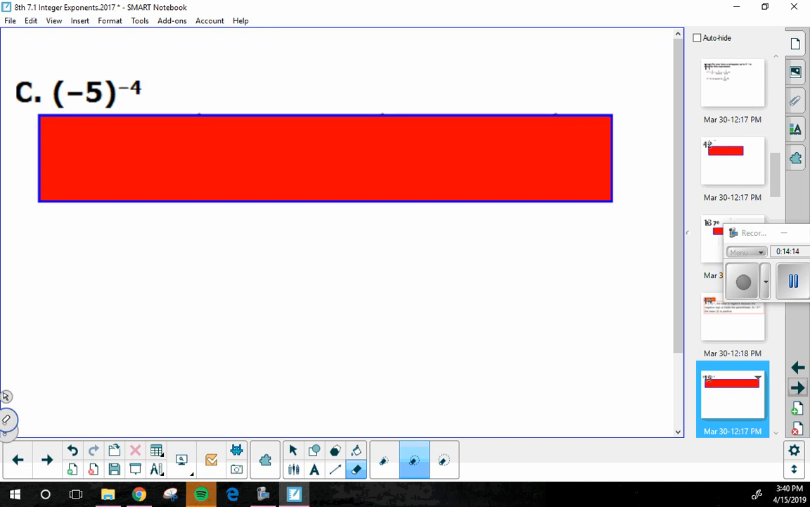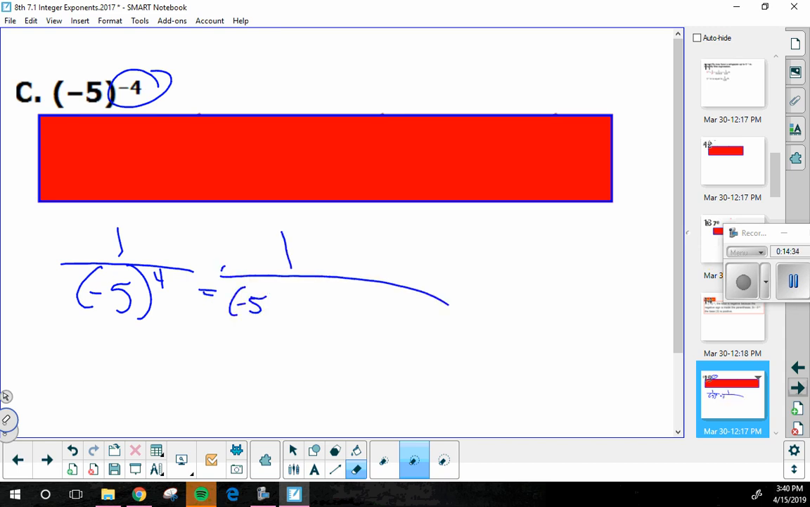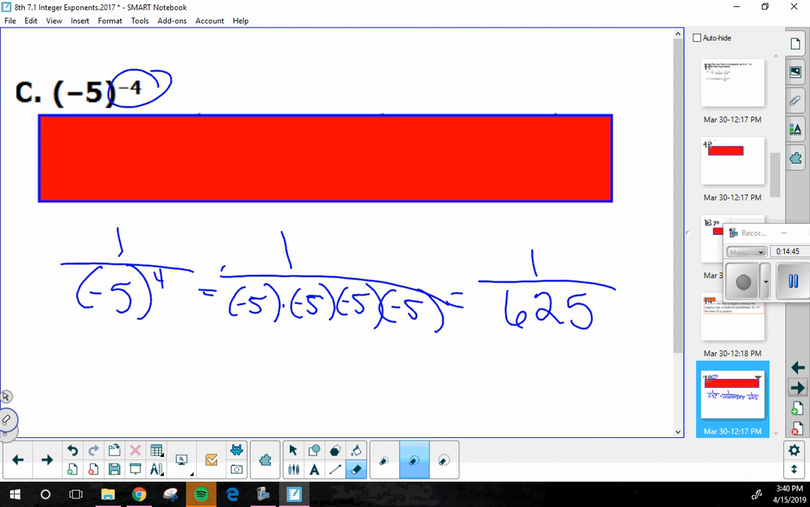Okay, so negative 5 to the negative 4, that just means we're going to move it to the bottom. We are not allowed to have negative exponents. That means it's 1 over negative 5 to the positive 4th power, which is 1 over negative 5 times negative 5 times negative 5 times negative 5, which is a positive 625.